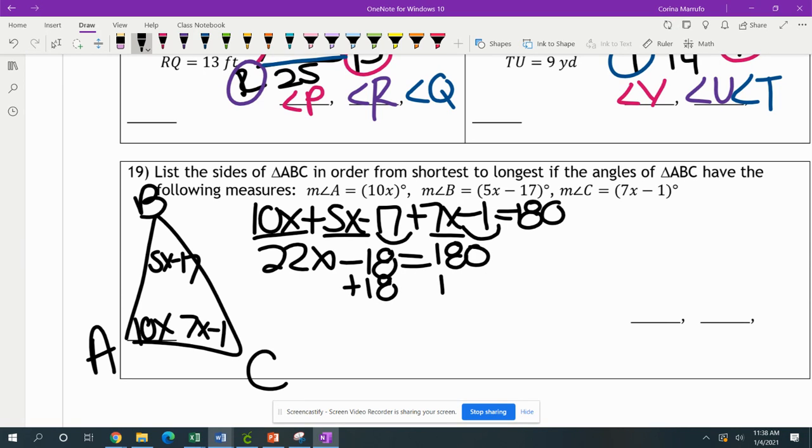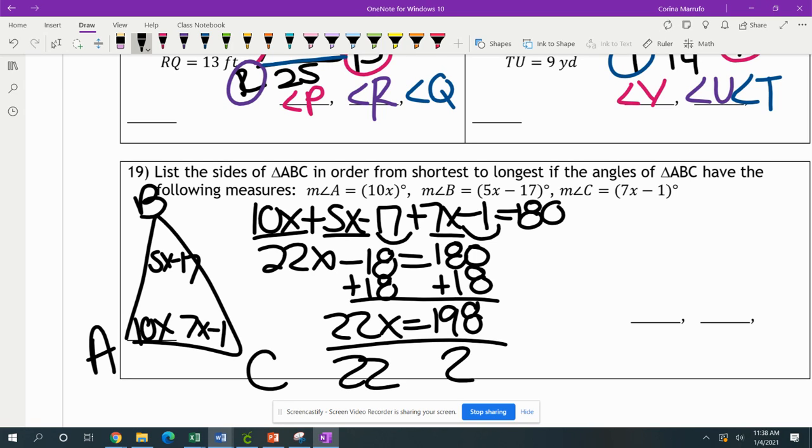So we start off by adding the 18 first. We get 22x equals 198. And then we're going to go ahead and divide both sides by 22. So let me see. 198 divided by 22, that gives us 9. So x is equal to 9. Okay, so we can find the angles.